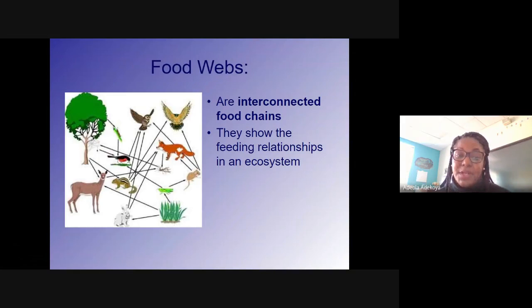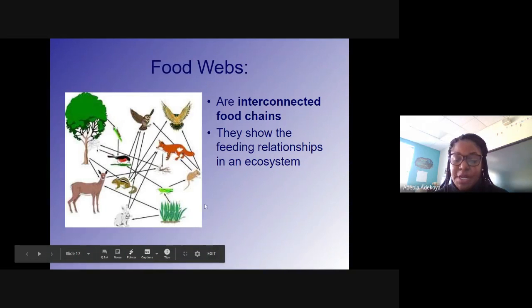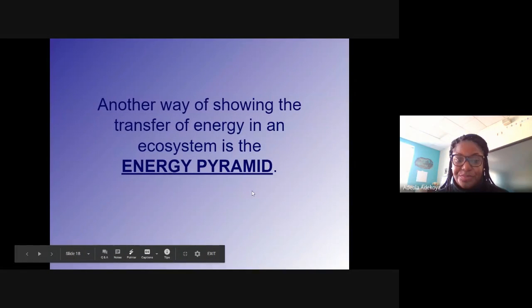And here is a model of a food web. As you can see, it's really interwoven. All right, it is interconnected. It's showing you multiple food chains connected together. So if you think about it, you have several different organisms that may eat the same kind of living thing or organism. And so that's what this basically shows. It shows the feeding relationship in an ecosystem.